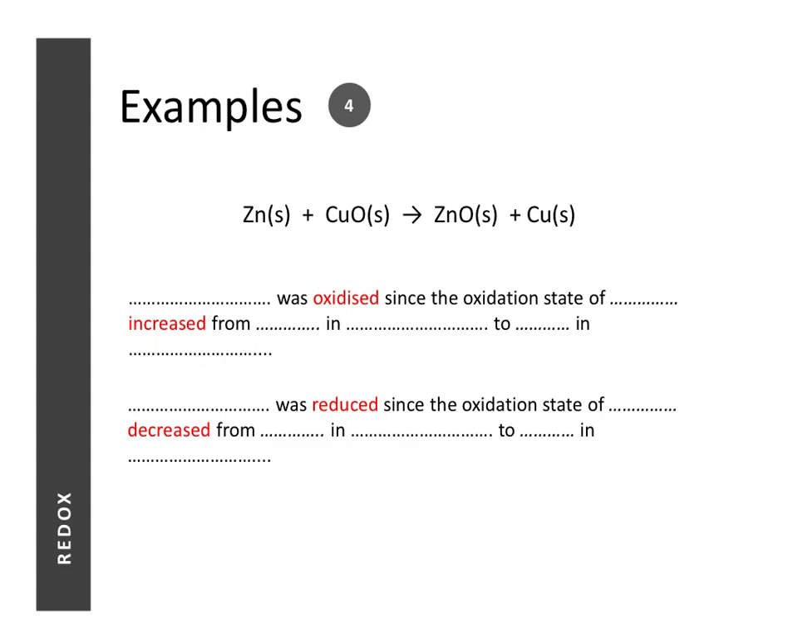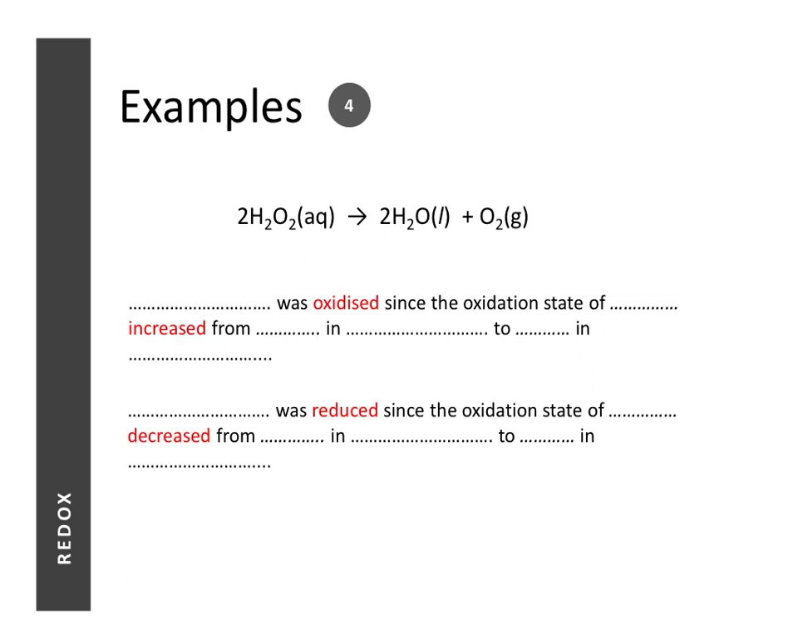So once again, using the template, zinc was oxidized since the oxidation state of the element or the atom that has undergone the redox, zinc, has increased from 0 in Zn to +2 in ZnO. And CuO, the whole substance, copper 2 oxide, was reduced since the oxidation state of copper has decreased from +2 in copper oxide to 0 in copper.